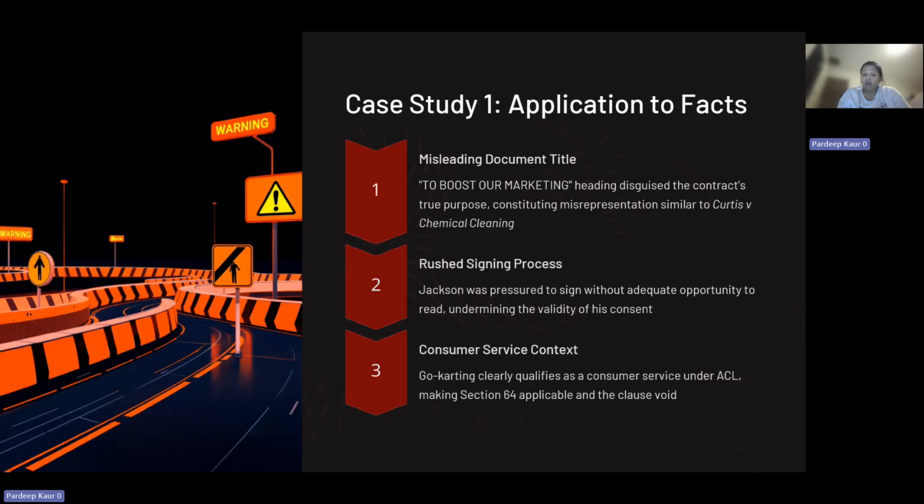On top of that, go-karting clearly qualifies as a consumer service under the ACL, the Australian Consumer Law, so the clause is void regardless. Omniword loses on both legal and statutory grounds.